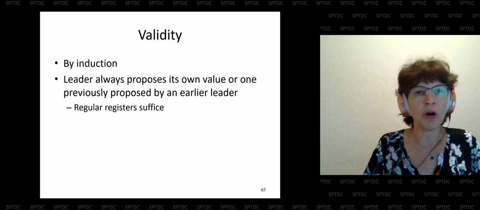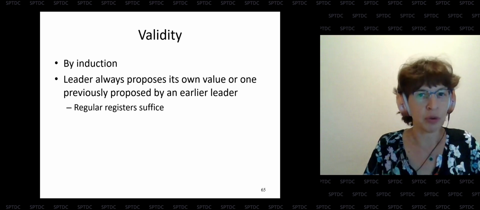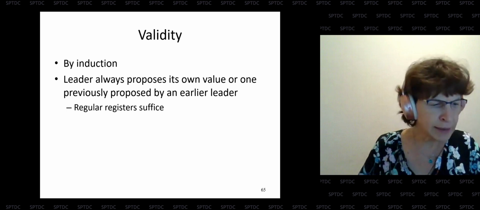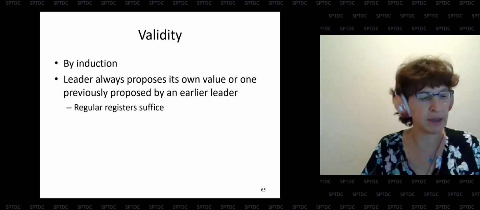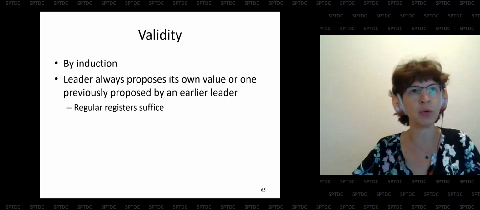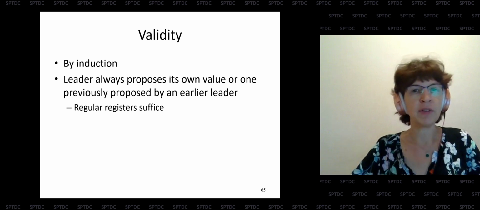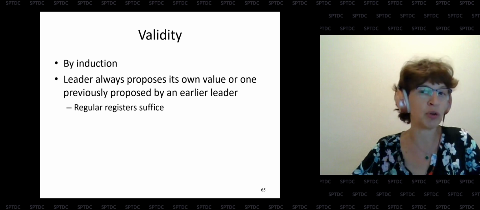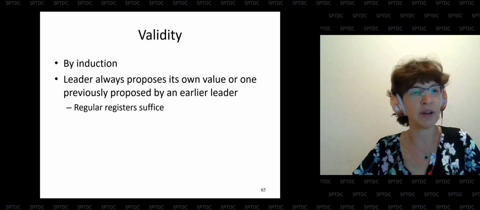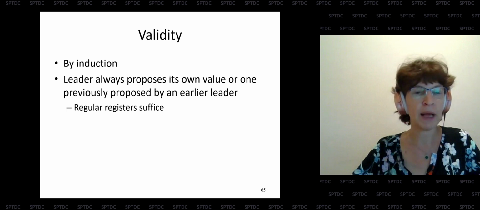So let me try to argue that the other properties of the protocol are correct. Validity is the easiest one, okay? Validity means that we're only going to decide on a value that is proposed by one of the processes. And validity simply holds by induction on the steps of the protocol, because the leader always proposes either its own input value, which we know is valid because it's its own input, or a value that was previously proposed by an earlier leader, which by induction means that it's always a value proposed by some process.